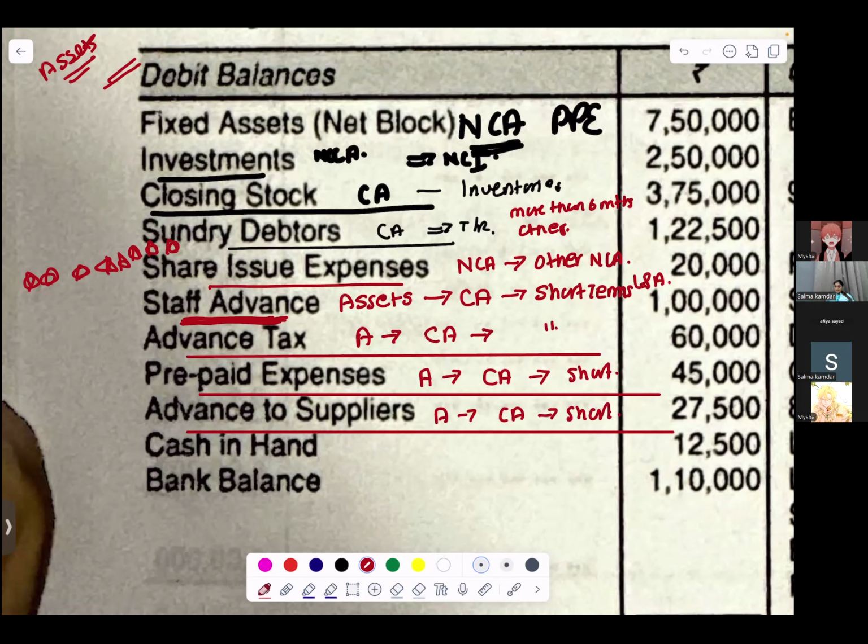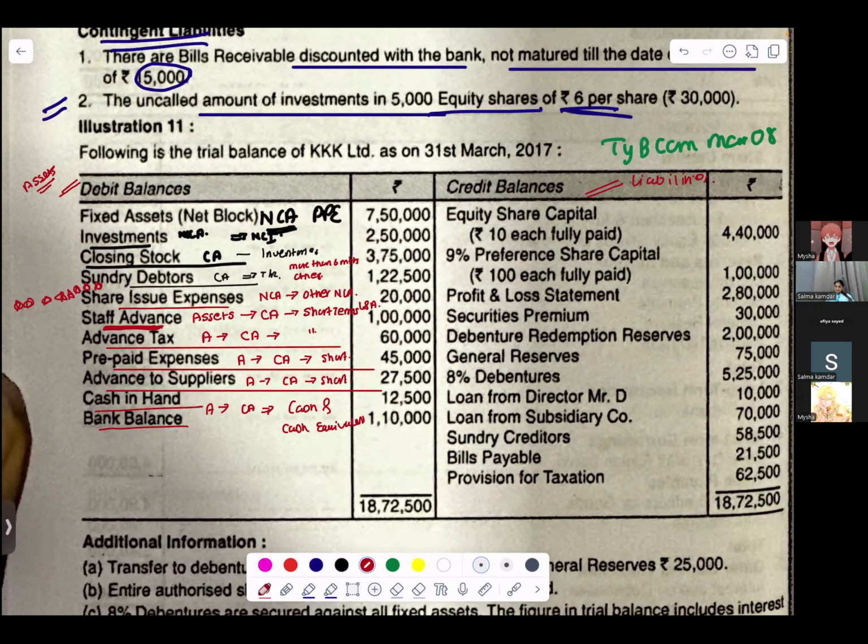Now cash in hand, where will it go? Cash in hand will go in assets, under current assets, in cash and cash equivalents. With me? Yes. Now liability side.